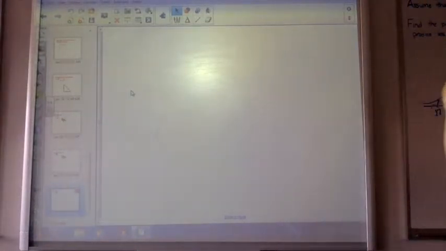Let's start reviewing through. So number 1 says list the first 6 perfect squares. 1 times 1 is 1. 2 times 2 is 4. 3 times 3 is 9. 4 times 4 is 16. 5 times 5 is 25. 6 times 6 is 36. 7 times 7 is 49.